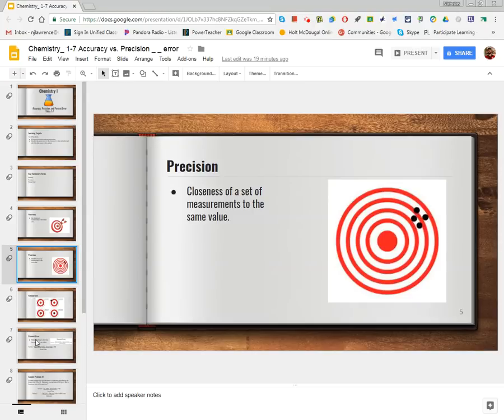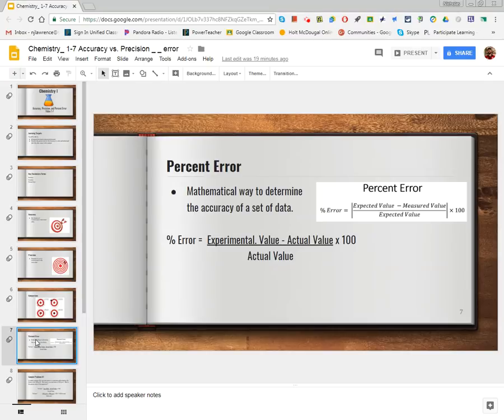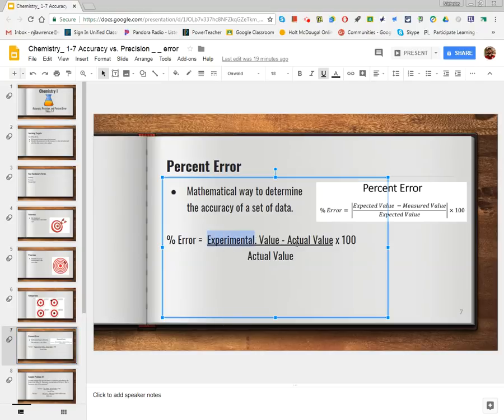So now we're going to look at this equation, percent error. Percent error is just a way for us to determine that when we came up with a number in the lab, how close, how accurate was the value we came up with in our experiment to what the actual number is.